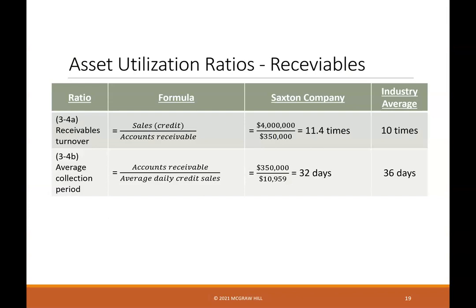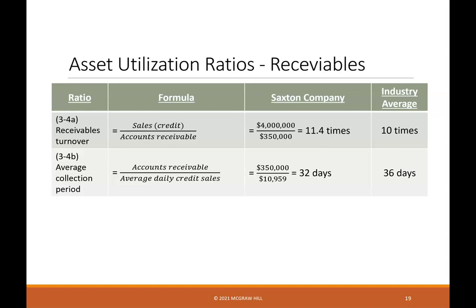Asset utilization ratios, receivables. The receivable turnover is your sales, which are on credit, divided by your accounts receivable. For Saxton Company, it's the $4 million from the income statement divided by the accounts receivable from the balance sheet. So that gives you 11.4 times. Sometimes we'll only see the net sales on an income statement, so usually we'll just use that number instead of the credit sales.